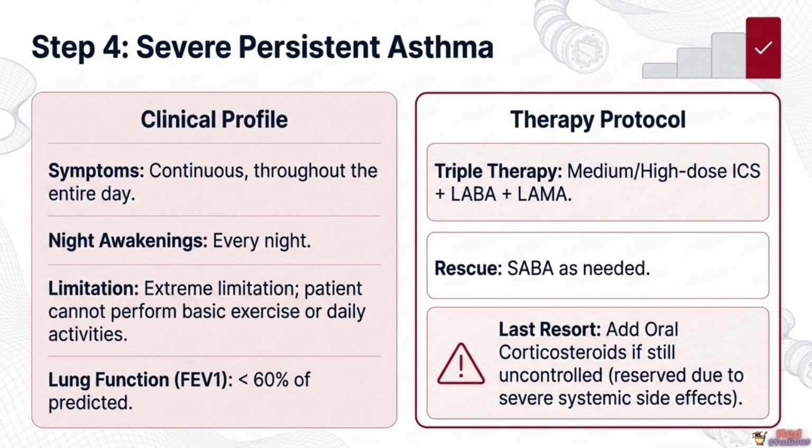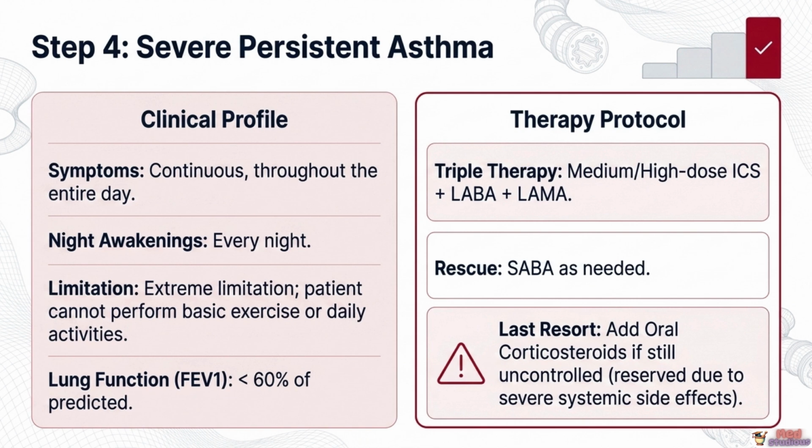Step 4 represents the most severe end of the asthma spectrum, severe persistent asthma. This patient is suffering continuously. Symptoms are present throughout the entire day. Nocturnal awakenings occur every single night without exception.